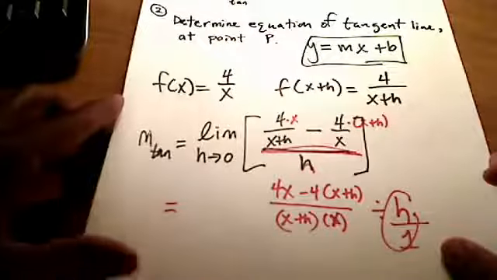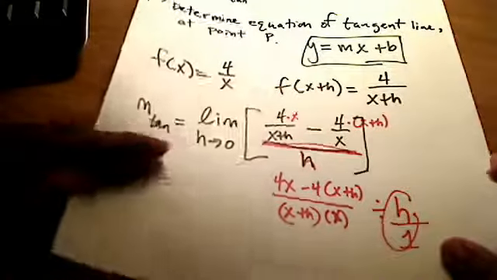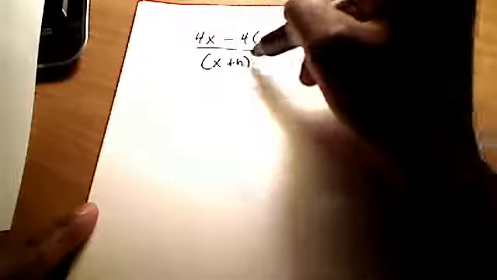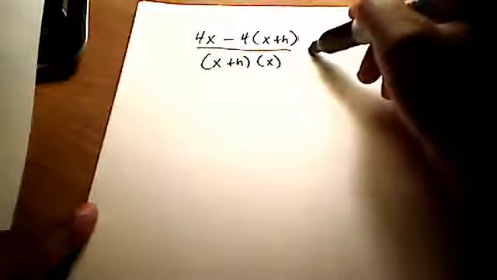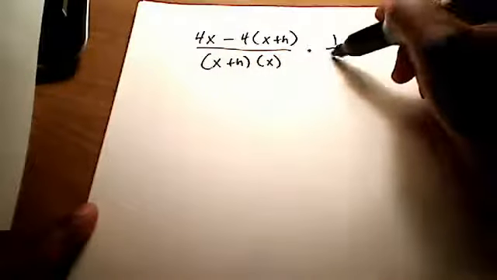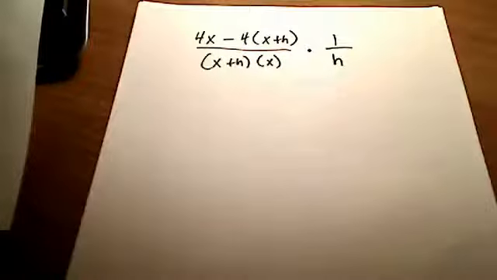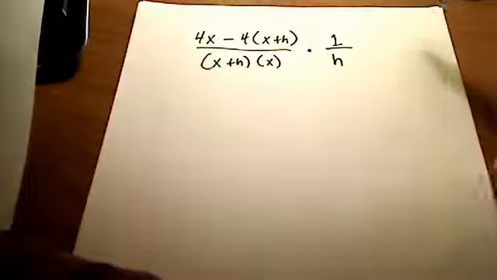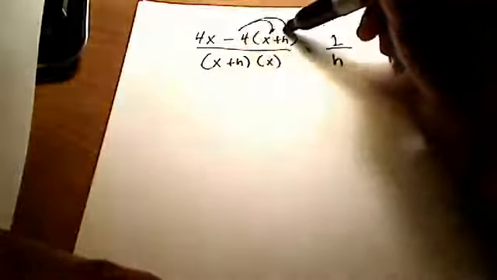So what I have now is this. Let me start a new sheet here. I've got 4x minus 4 times x plus h, all over x plus h times x, times, and I'm going to flip this h, instead of divided by h, I'm going to write it as times 1 over h. That's a 1 on top. And while I'm at it, I might as well distribute this out here.